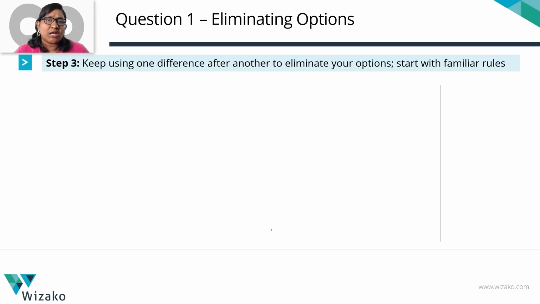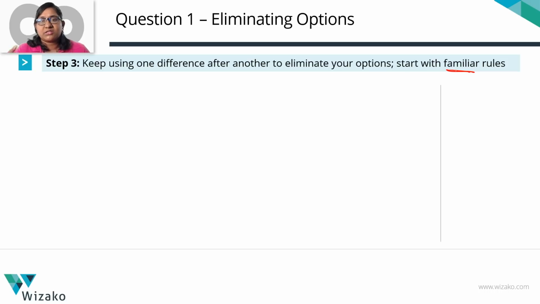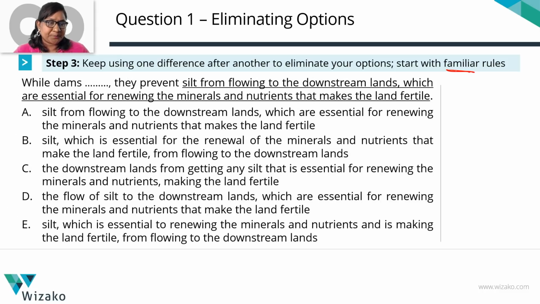I'm going to do one difference at a time, apply one rule at a time, and see if I can eliminate answer options. If you're more comfortable with modifiers, start with that. If you're more comfortable with singular plural, start with that. Start with the rules that you're always the most comfortable with, so that the process of elimination is faster and you have that much more confidence in your own ability to answer your questions. Alright? Let's look at it.